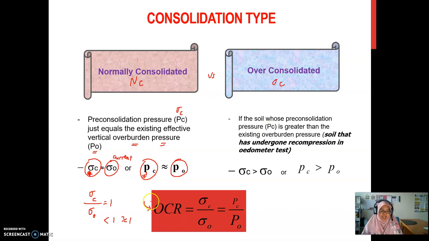And we have an equation, instead of doing a comparison. If we calculate stress C over stress naught equal to 1, it is NC. Less than 1 is also adopted as NC soil. If stress C over stress naught is bigger than 1, then it is OC. How do we define the stress naught?